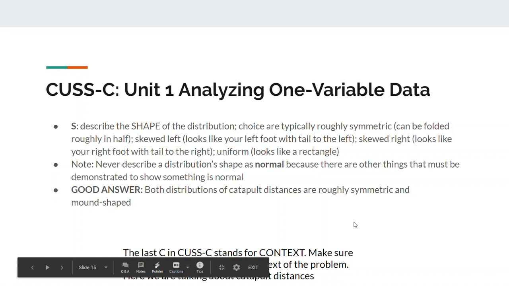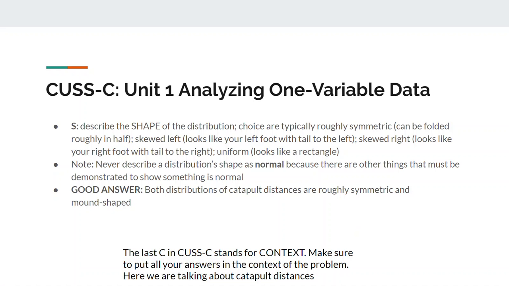The last S stands for shape, and when we talk about shape of a distribution, shape is usually one of three things: roughly symmetric, skewed left, or skewed right. Roughly symmetric is kind of like what you learned about in grade school. You can fold it in half, a mirror image thing. Skewed left, remember, look at your left foot. The tail goes to the left. The big bump is on the right-hand side. Skewed left, left foot. Skewed right, right foot.